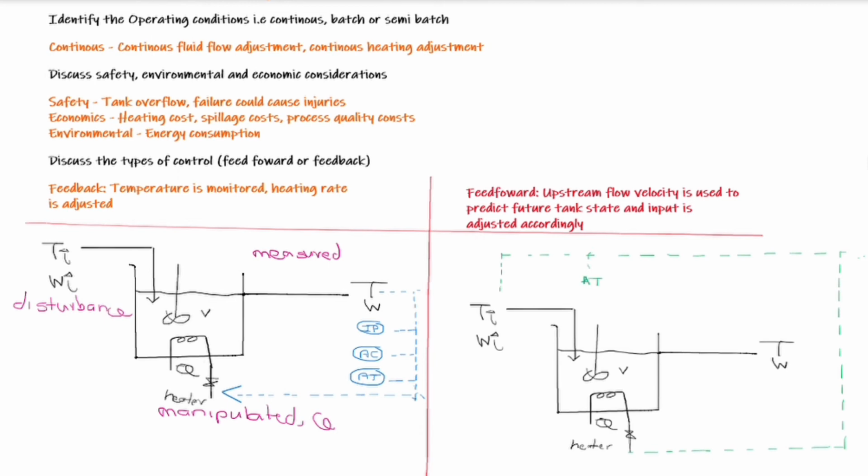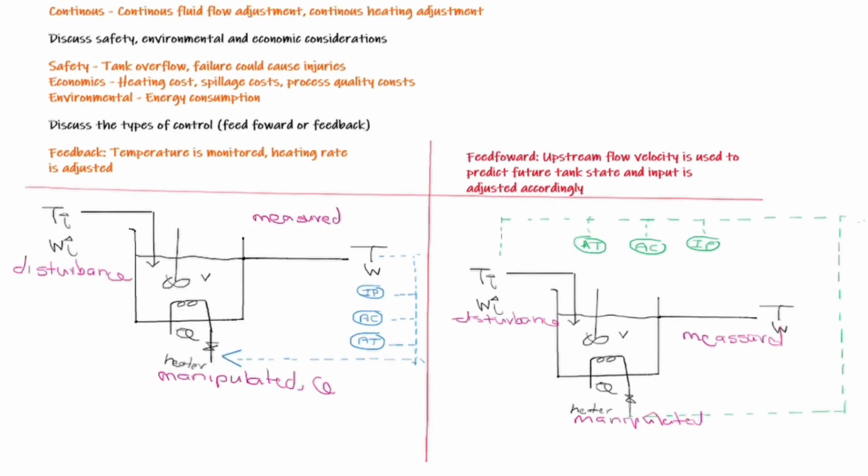For the feed forward, we will have to measure the disturbance directly, anticipate its effects, and take actions that are needed. So in this scenario, we are going to measure the upstream flow rate, which is our disturbance, and go back and control a manipulated variable. I really hope this made sense.